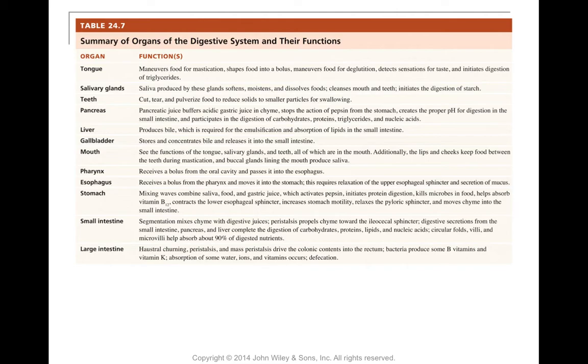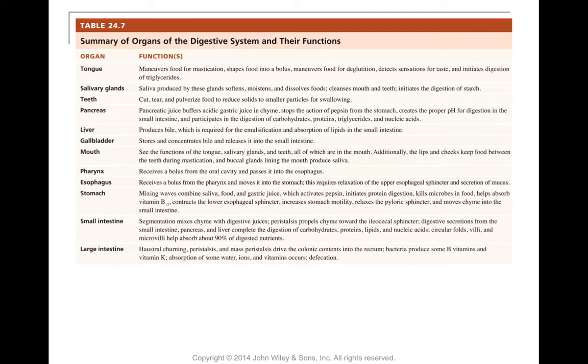We also have salivary glands that produce saliva. Saliva is responsible for moistening the food, softening the food, dissolving the food. Also helps clean your teeth. It's going to have some antimicrobial agents, and initiate the digestion of starch through amylase, which breaks down amylose, which is the sugar. ASE is the enzyme, OSE is the sugar. The teeth are responsible for mechanical digestion, cutting, tearing, pulverizing food.